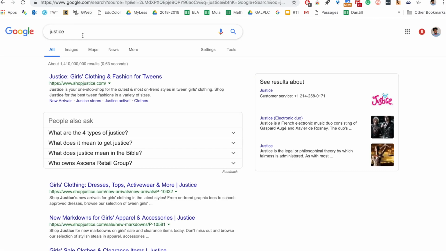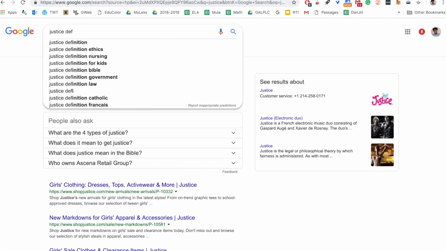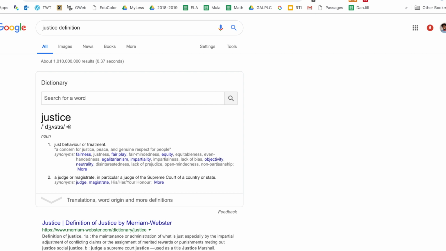Just behavior or treatment. A concern for justice, peace, and genuine respect for people. Synonyms include fairness, justness, fair play, mindedness, equity, lack of bias, lack of prejudice, open-mindedness, and some other word I can't read. So, within this standard, we're going to look very closely at discrimination, stereotypes, and privilege.